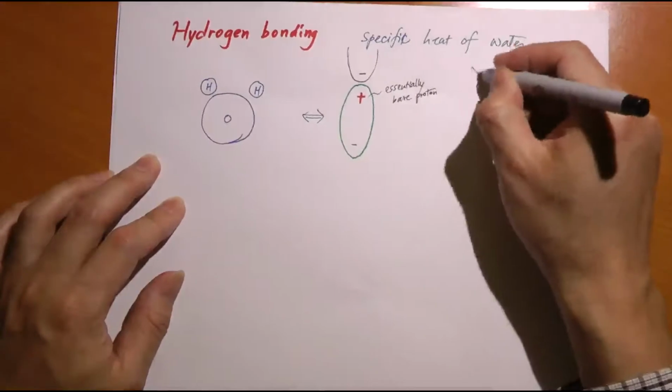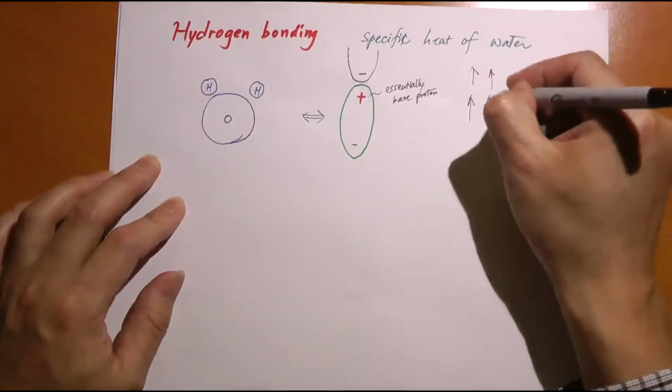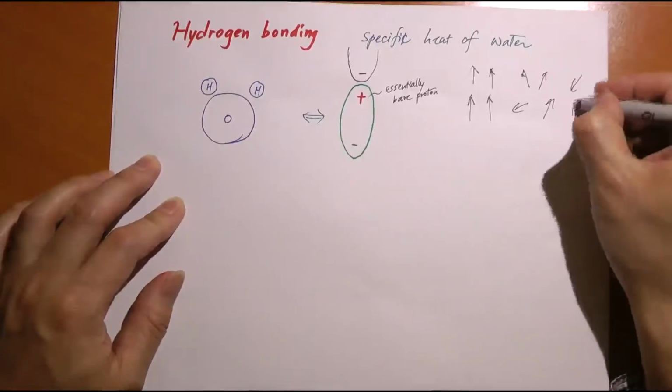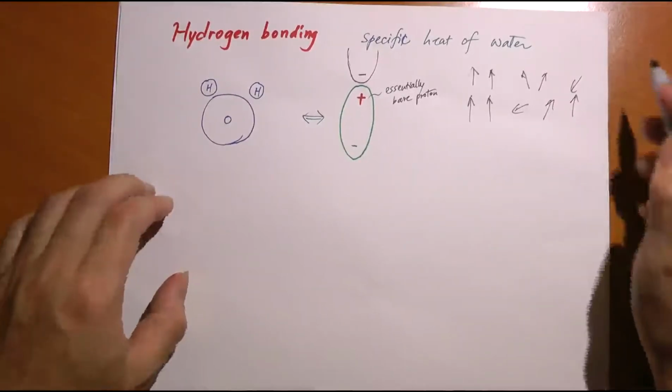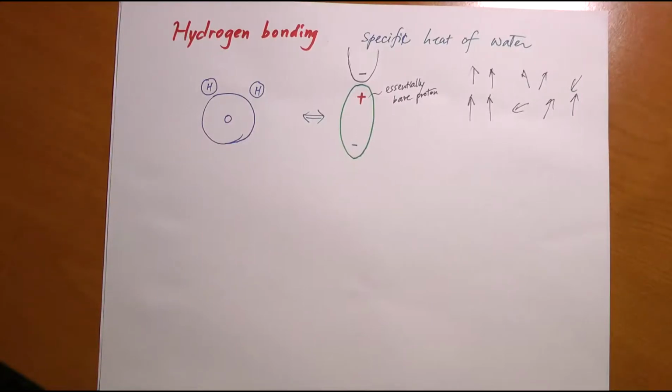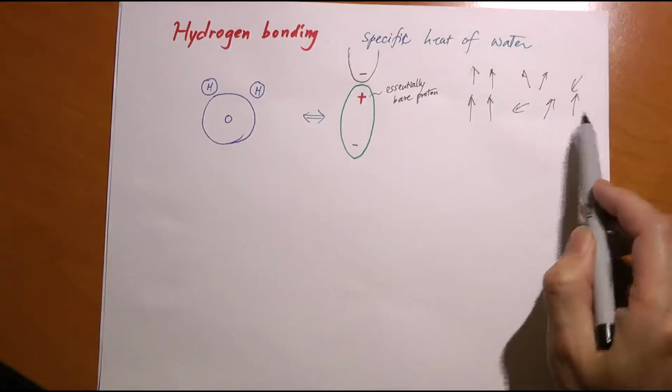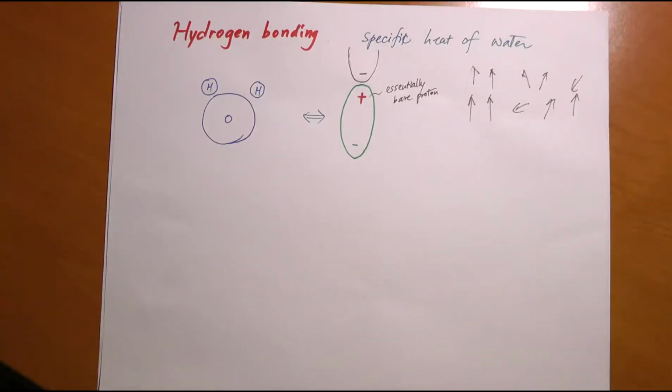You have, instead of this perfect alignment, you may now have this, or even worse, you may have reverse polarity. That's what happens when the temperature gets higher and higher. You get more and more random. But there is an energy penalty in going from here to here to here. You have to break that hydrogen bond. Hydrogen bond is not very weak, but it does take energy to break it up.